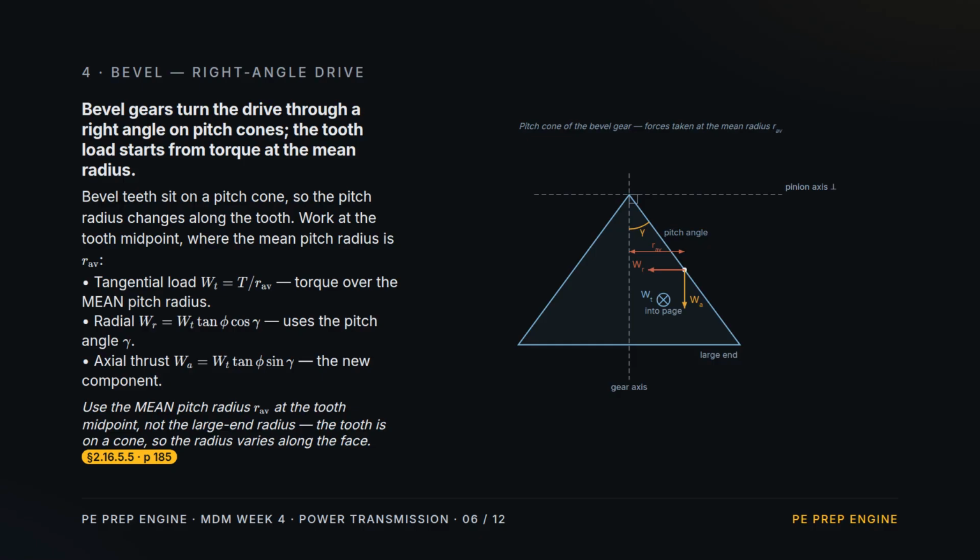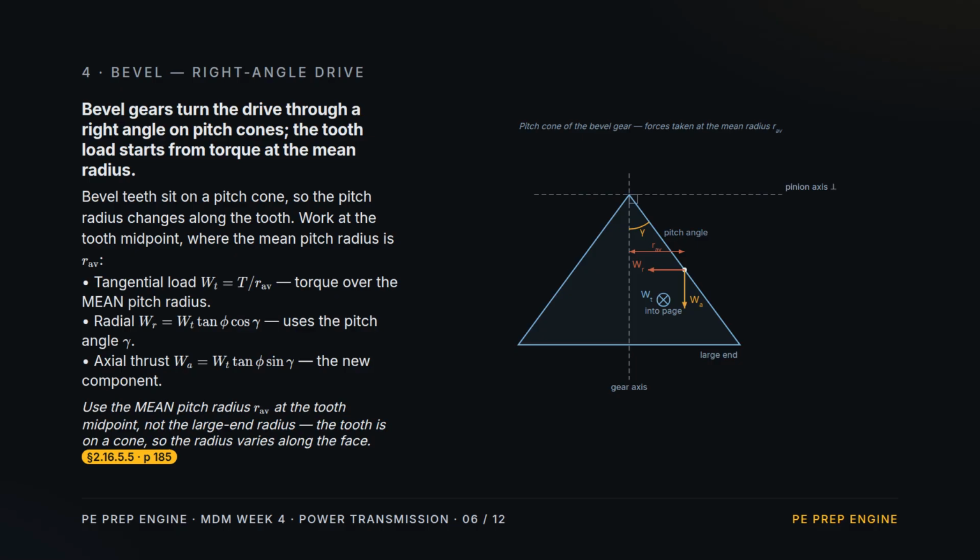Bevel gears, the right angle drive. Bevel teeth sit on a pitch cone, so the pitch radius changes along the tooth. Work at the tooth midpoint, where the mean pitch radius lives. The tangential load is the torque divided by that mean radius.